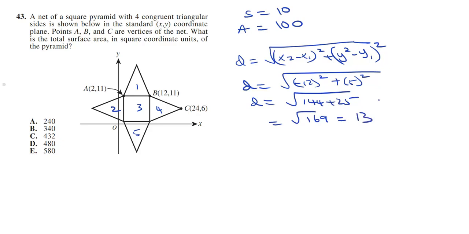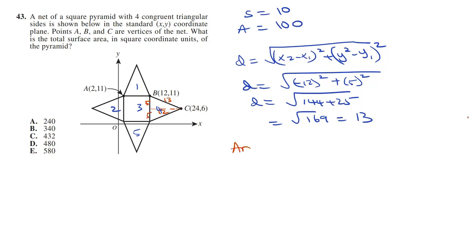So if this is 13, here's what we're going to be working with. If this is 13, we're going to draw a dotted line to get our altitude. Remember, area of a triangle is half base times height. So let's draw the altitude right here. I can already tell you that this is 5. If this is 13, this is going to be 12. We can already see that here. 12, 5, 13. So we have 5 here and also 5 here.